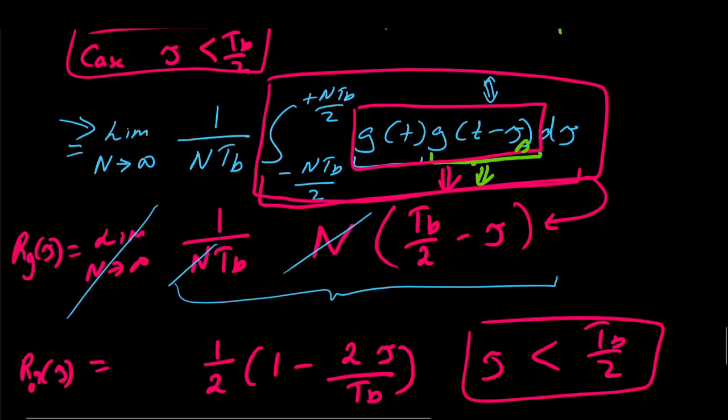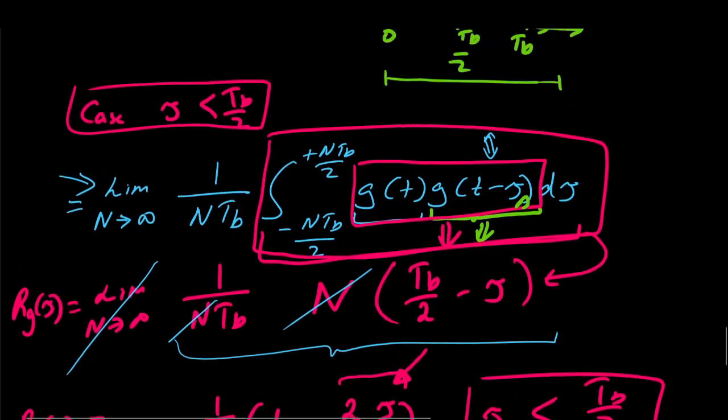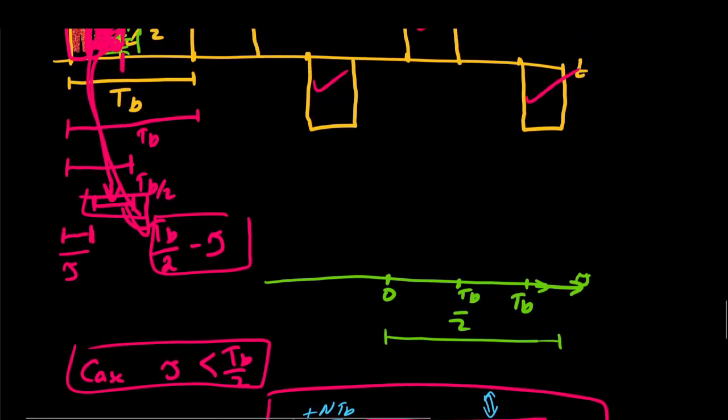So let us plot this function. If we set tau equal to 0, this part would become 0 and we would simply have 1 by 2. So over here, that is for g of tau at 0, we simply have a value of 1 by 2.